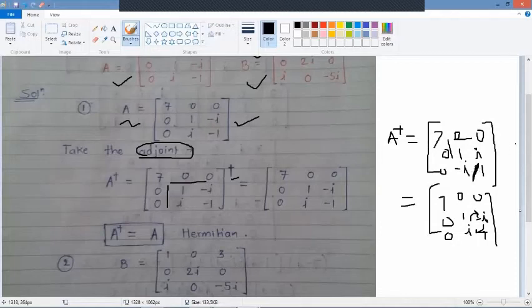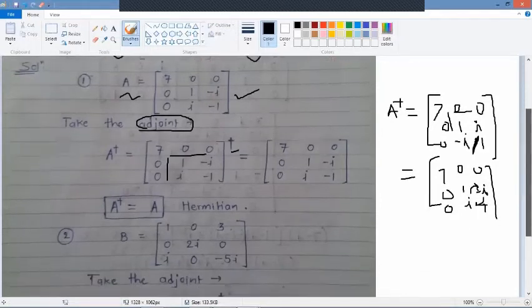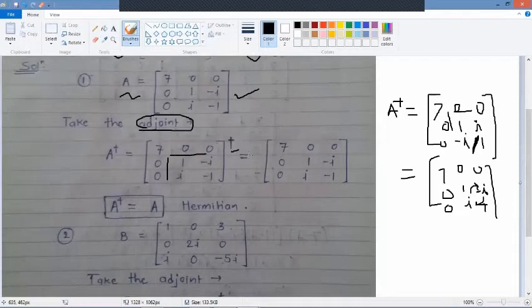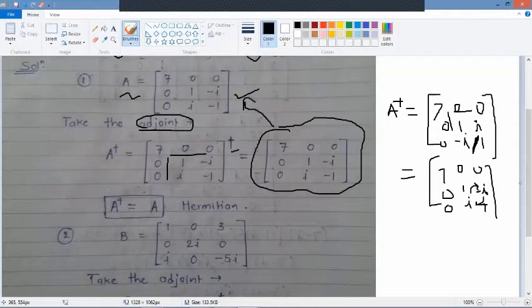Okay, so this is the complete adjoint of this. After taking the adjoint, we have the same matrix written back. It is the same as the original, so we have satisfied this condition. The adjoint of any given matrix is equal to the original matrix. So this is Hermitian.